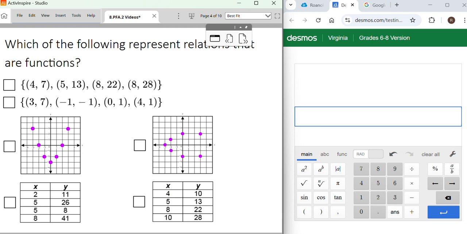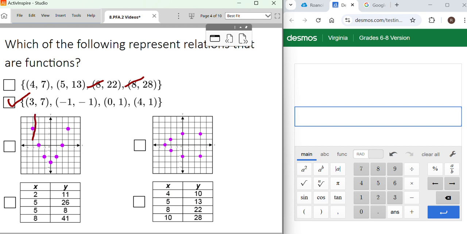This says which of the following represent relations that are functions. So let's go through each one. The x values in the first is 4, 5, 8, and 8. So those are not functions. So that is not going to be an answer. The next one is the x values are 3, -1, 0, and 4. All of the x values are different, so that means it is a function.